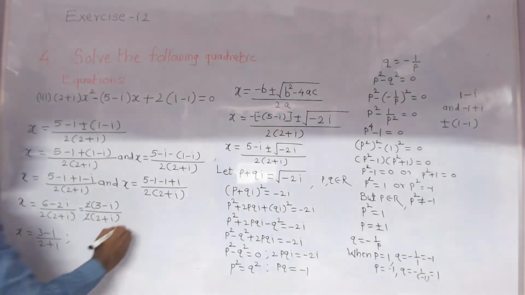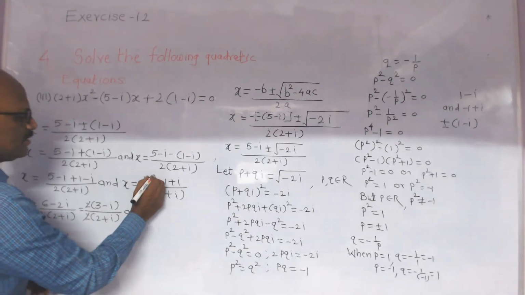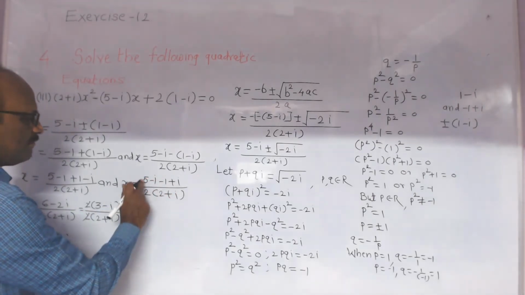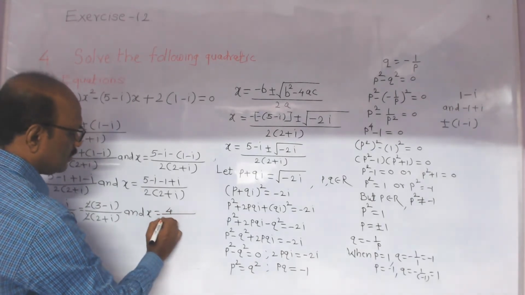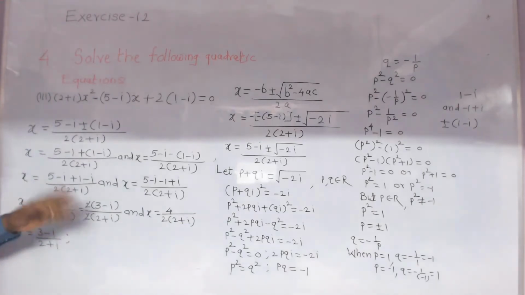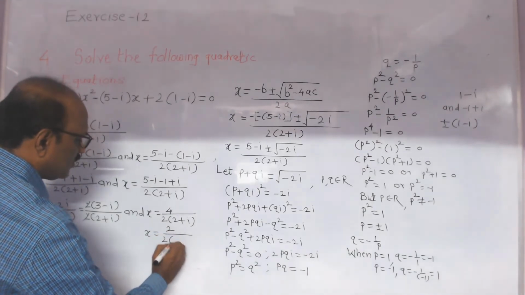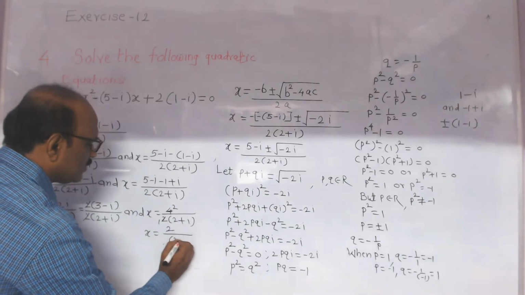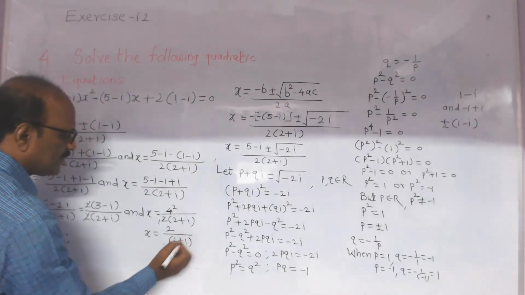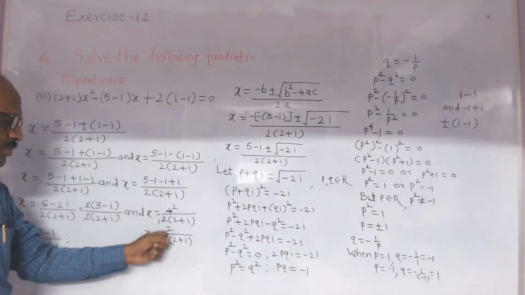What about the other? And here the other part, 5 minus i, plus i minus i get cancelled, 5 minus 1, that is x is equal to 4 upon 2(2 plus i). Again simplify this, you will get the value of x is 2 upon (2 plus i). These are the values of x. x is equal to (3 minus i) upon (2 plus i), and another value is x is equal to 2 upon (2 plus i).